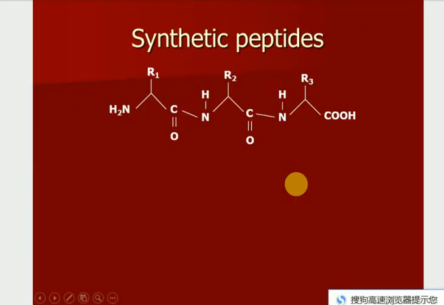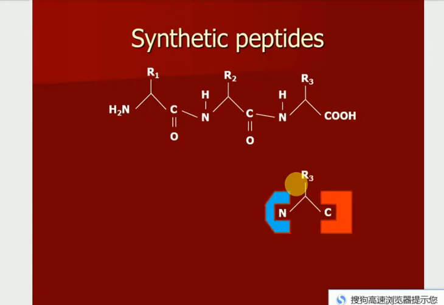So in order to make a synthetic peptide that looks like this, one would start with the amino acid at the C-terminal, as I've said. So here's the amino acid at the C-terminal. It's got R group 3, and it's got both N and C termini protected. So these are protected so they can't react.